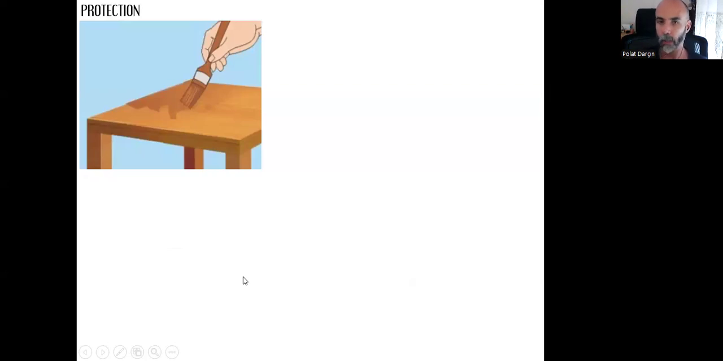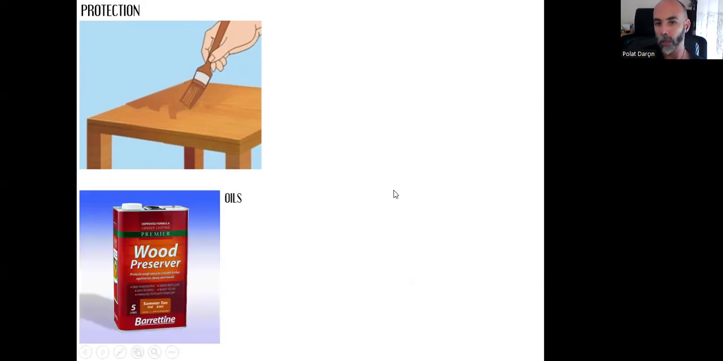How can we protect it? Almost the same as with steel protection. We can cover the surface of the timber so that water or insects or fire cannot penetrate inside those pipe voids. And we can use a brush and certain types of oils. These are called wood preservers.